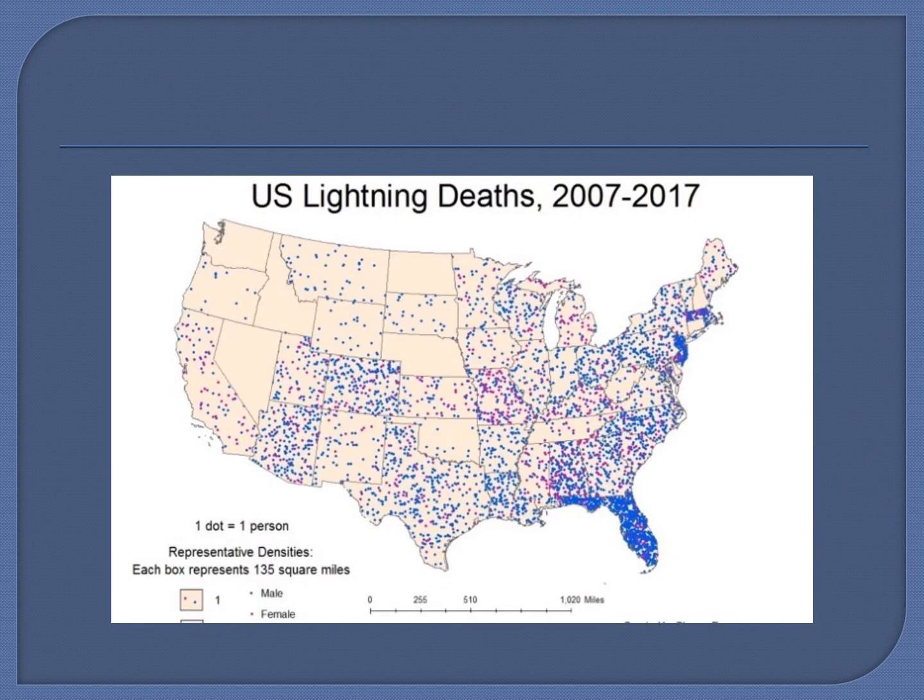Okay, look at this map. In this map, they are showing the number of deaths that happened in the United States between 2007 and 2017 due to lightning. It is because of thunder and lightning. So the blue color represents the male population and the purple color represents the female population. One dot represents one male and one dot represents one female.